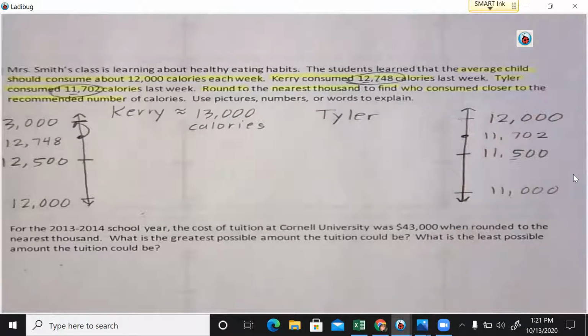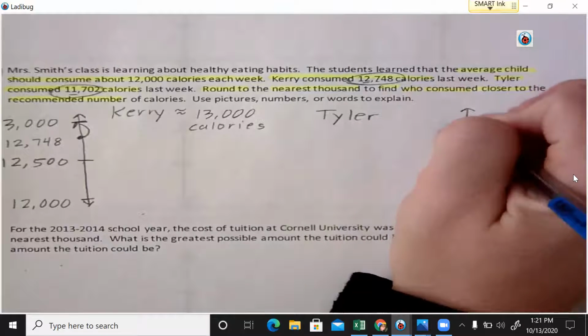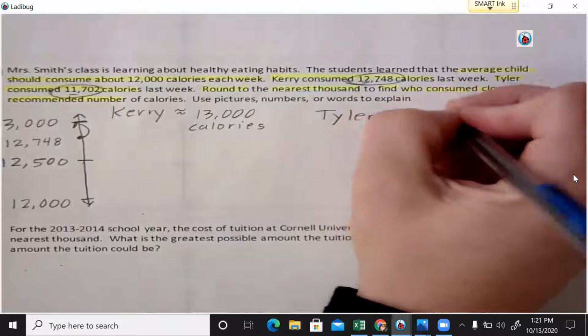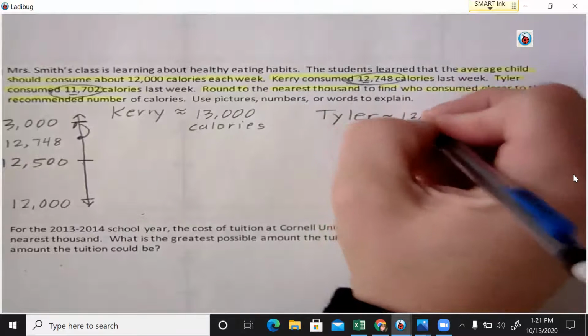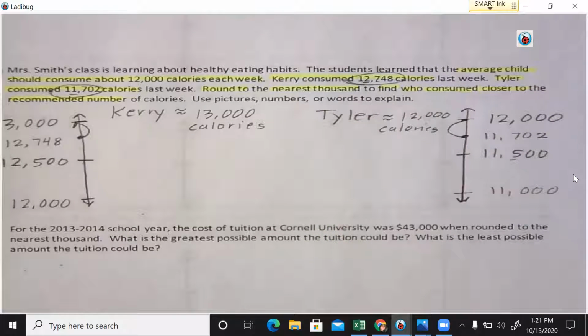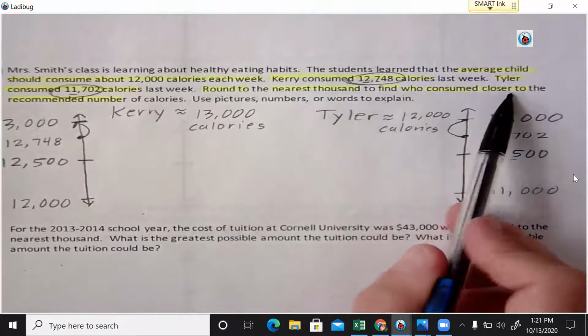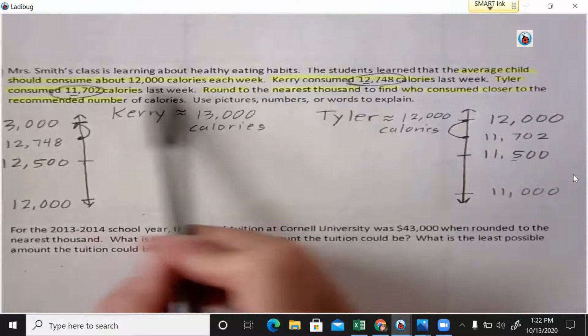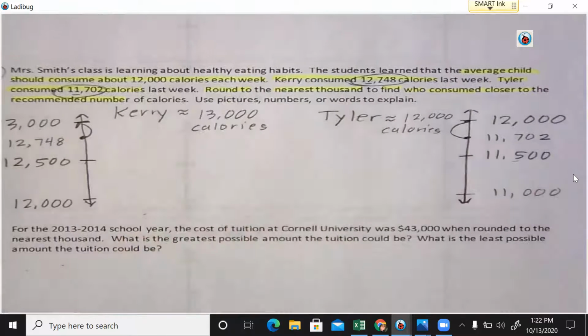Now I have to figure out, is it closer to 12,000 or 11,000? 12,000. So I'm going to round up. So Tyler is about 12,000 calories. So then I have to answer my question. Who consumed closer to the recommended number of calories? So look back, see what the recommended number was.